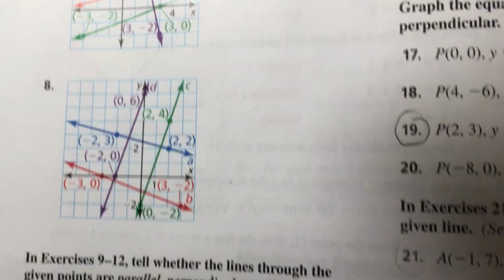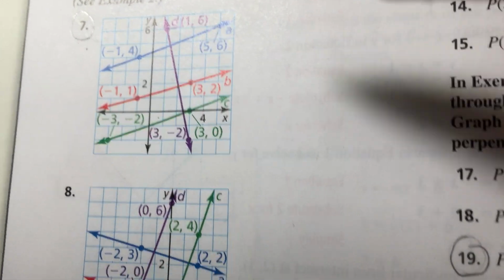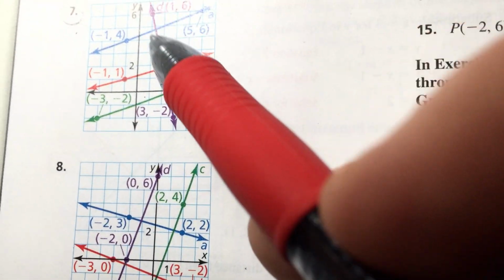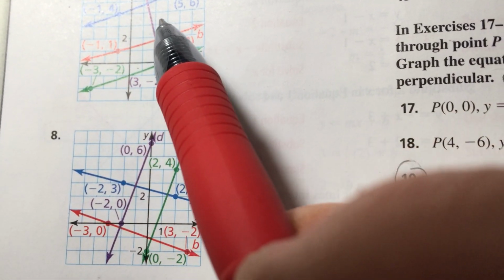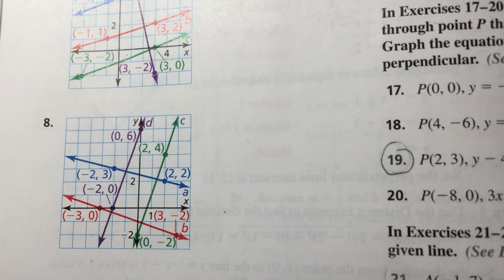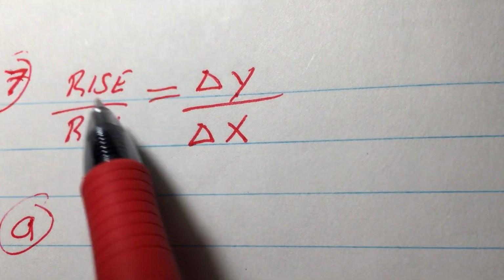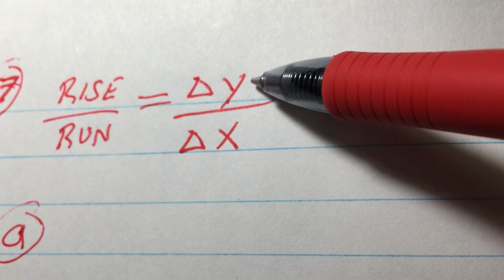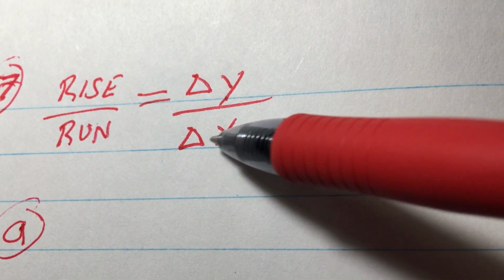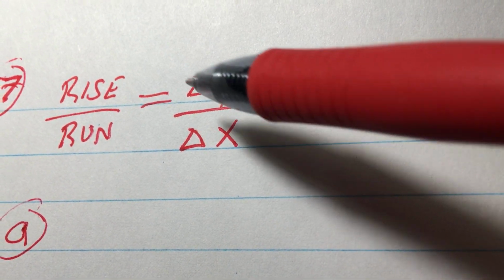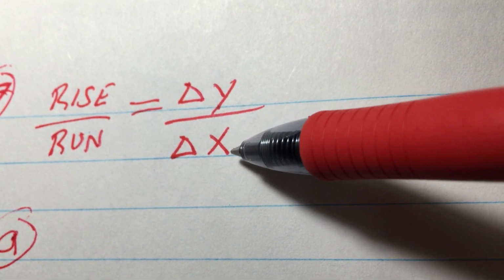I have to get really in there so it's bright. Okay, question 7. It's already on a coordinate plane, so I'm just going to find the slope using rise over run. Rise over run is the difference of your x values and the difference of your y values. Rise, the difference of the vertical, and run, the difference of the horizontal.